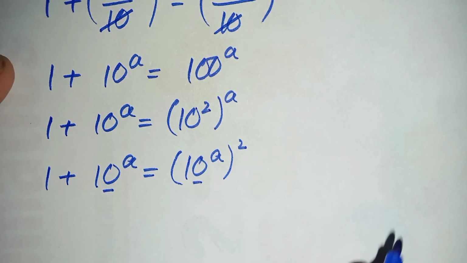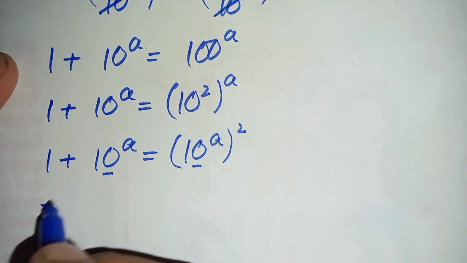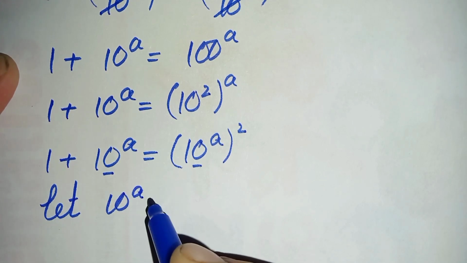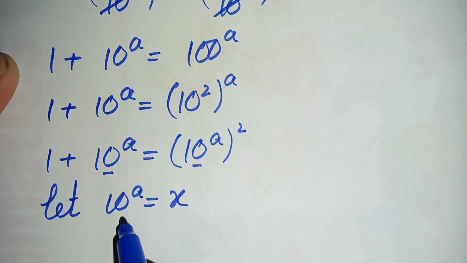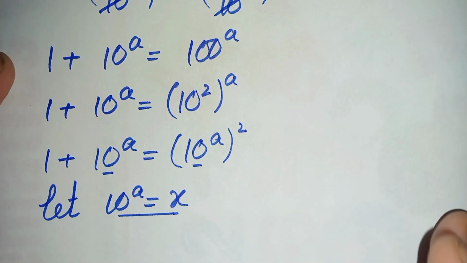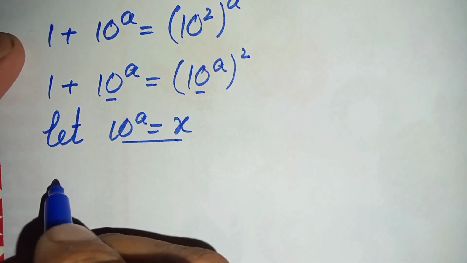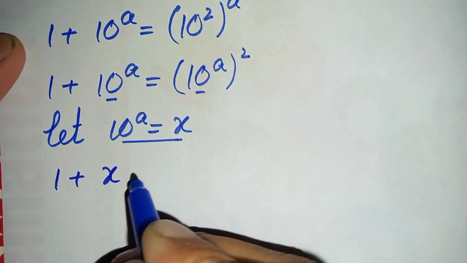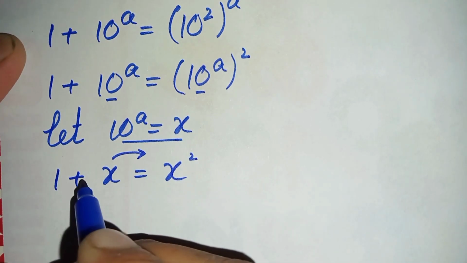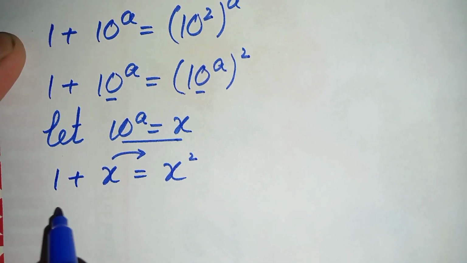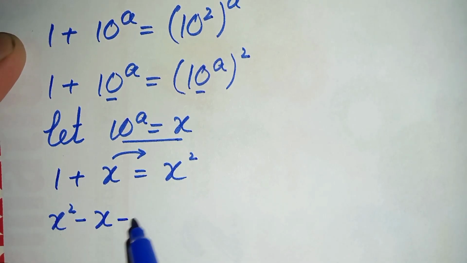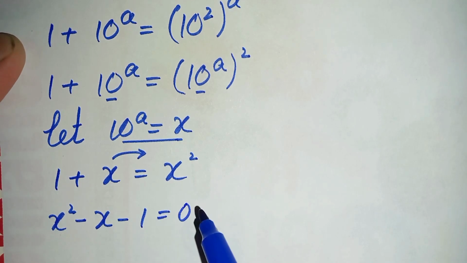And here these two bases are same, 10 raised to power a, 10 raised to power a. So here we will make a supposition. So let us suppose, let this 10 raised to power a is equal to another variable, let us suppose x. So we will replace 10 raised to power a in this equation with x in the next step. So this will become 1 plus x is equal to x square. Next we will move this left hand side to the right hand side. So this will become x square minus x minus 1 is equal to 0.